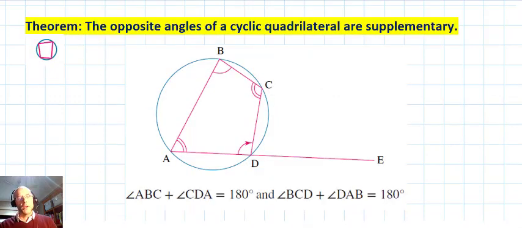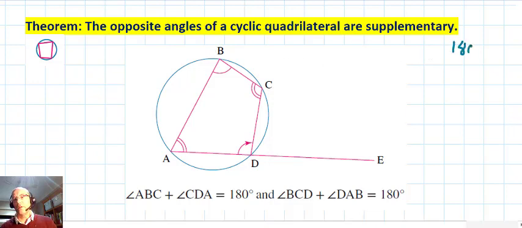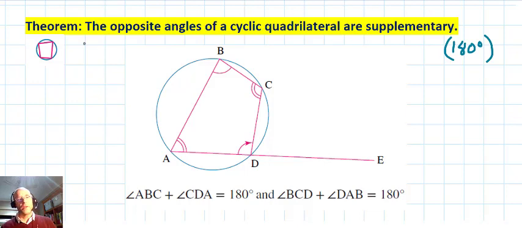The theorem we're going to look at and then prove is that opposite angles in a cyclic quadrilateral are supplementary, meaning they add to 180 degrees. So we're talking about two angles adding to 180 degrees. We can see ABCD is a cyclic quadrilateral given to us. The symbol for this theorem is there.